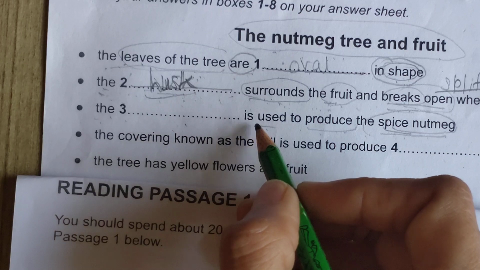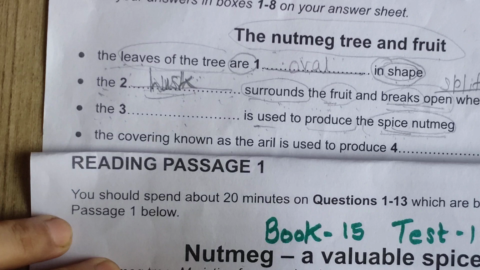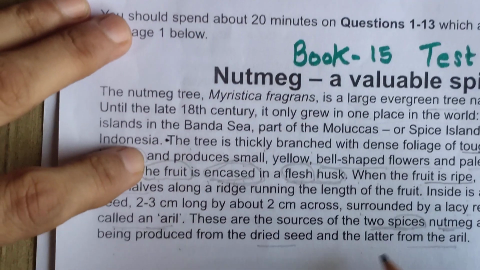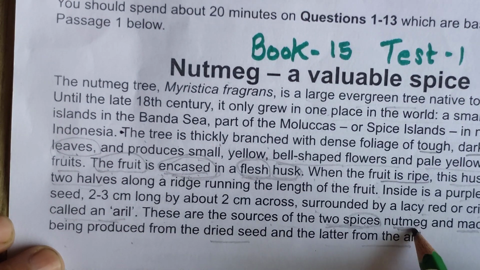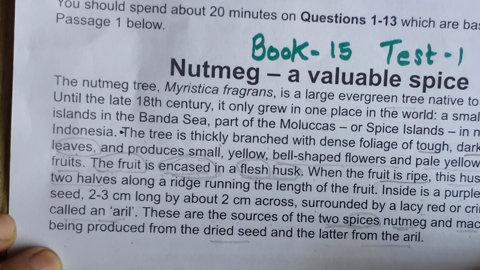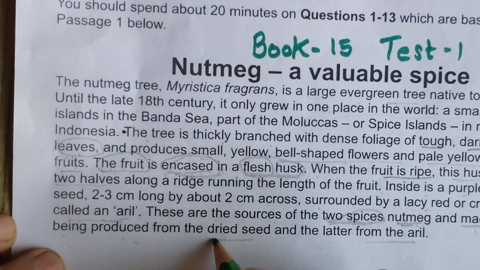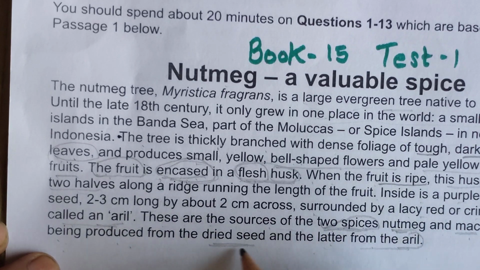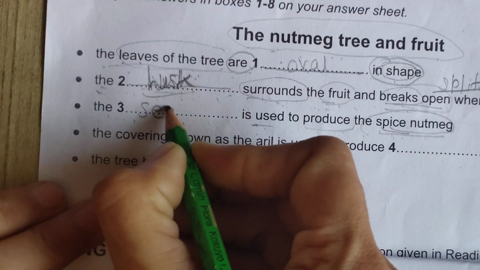The dash is used to produce the spice nutmeg. Yes, you need to understand the sentence properly. So here they are saying there are two sources of spices, nutmeg and mace. The former means the first one being produced from dried seed and the latter from aerial. So what are we going to write for it? Dried seed. Dried is a quality of that seed. So we are going to write only seed over here.